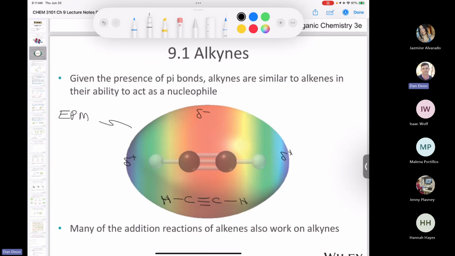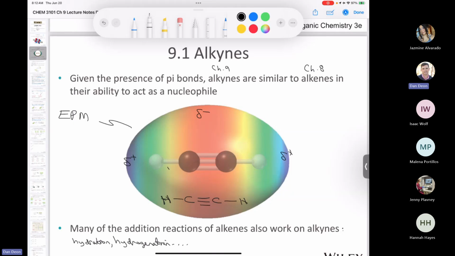It says, given the presence of pi bonds, alkynes, which we're going to cover in this chapter, chapter 9, are similar to alkenes that we studied in chapter 8. Well, that's good. And their ability to act as a nucleophile. And so many of the addition reactions of alkenes also work on alkynes. So things like hydration, we're going to see that come up. We're going to see hydrogenation. Hydrogenation is going to come up in this chapter, et cetera, et cetera.